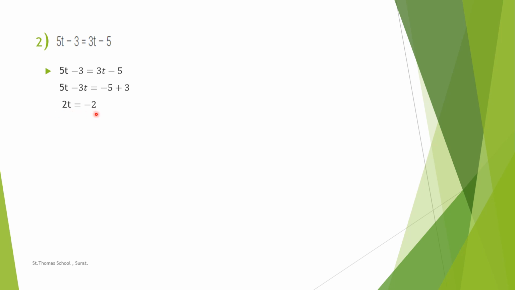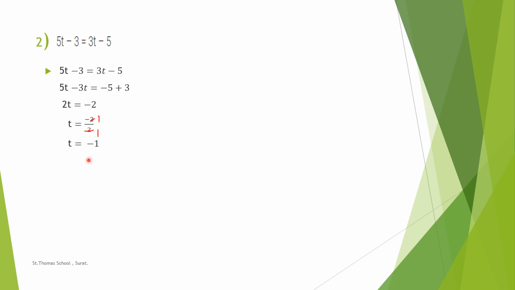2t is equal to minus 2. Now this is multiplication. If it comes here, it becomes division. So t is equal to minus 2 divided by 2. Now we can cut here 2 ones are 2 and again here 2 ones are 2. So minus 1 divided by 1. So what is the answer? Minus 1. So t is equal to minus 1.